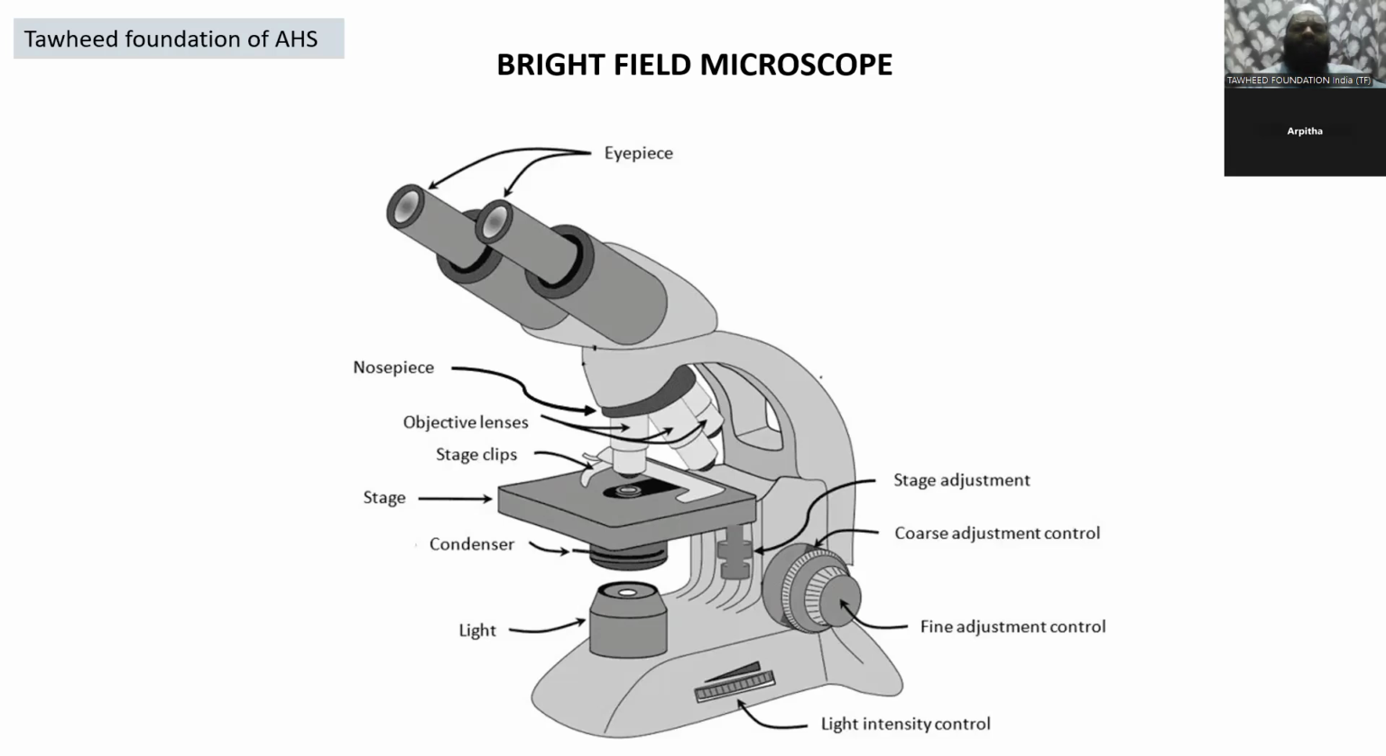Objective lenses: these lenses are present over the nose piece. There are usually three types of objective lenses: low power, high power, and oil immersion. Every compound microscope generally comes with these three: low magnification, high magnification, and oil immersion. The objective lens is a compound lens that forms a real inverted image of the object which is kept in the body tube.